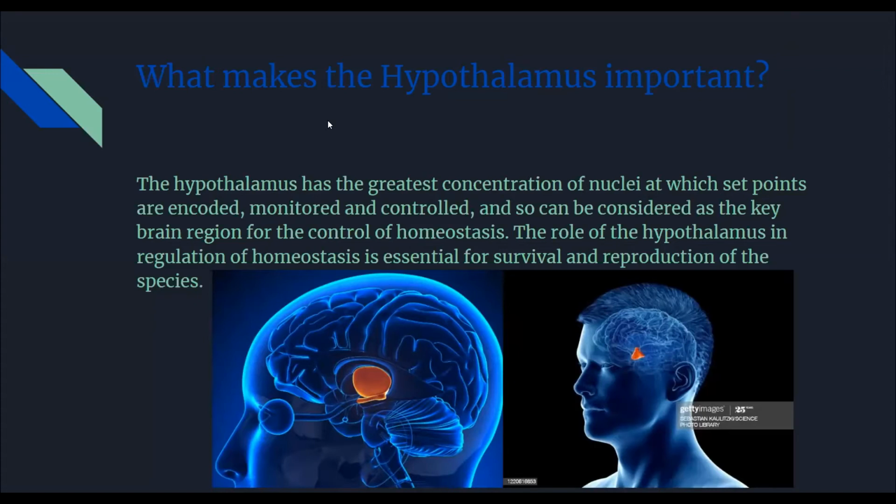So, the hypothalamus has the greatest concentration of nuclei at which set points are encoded, monitored, and controlled, and so can be considered as the key brain region for the control of homeostasis. The role of the hypothalamus in regulation of homeostasis is essential for survival and reproduction of the species.